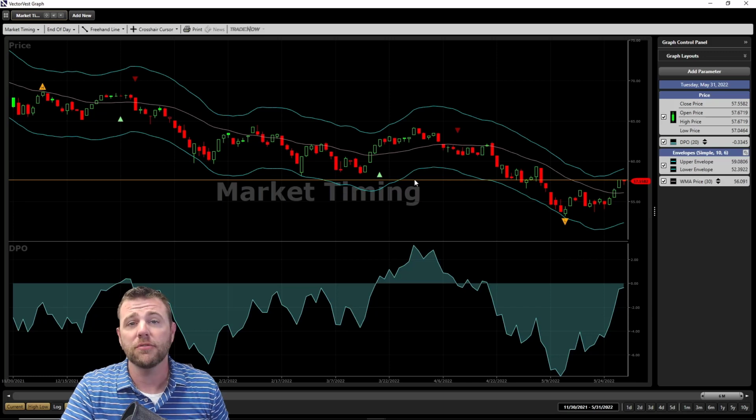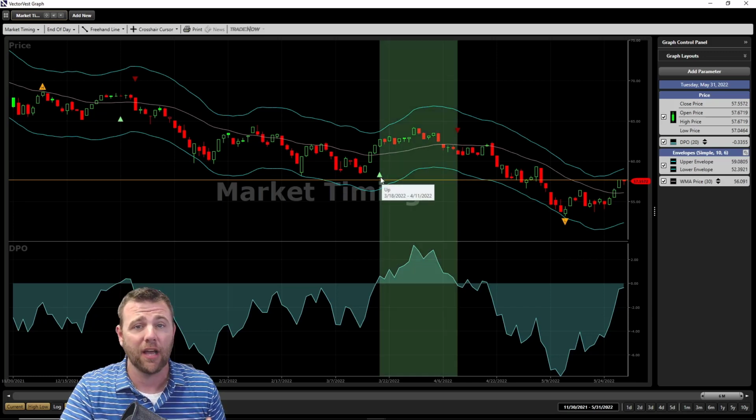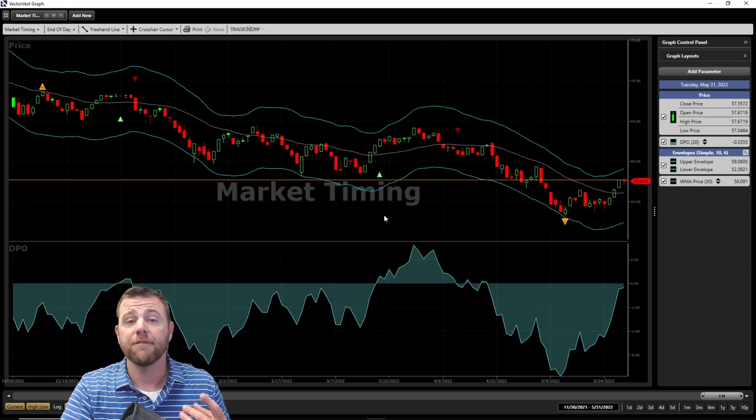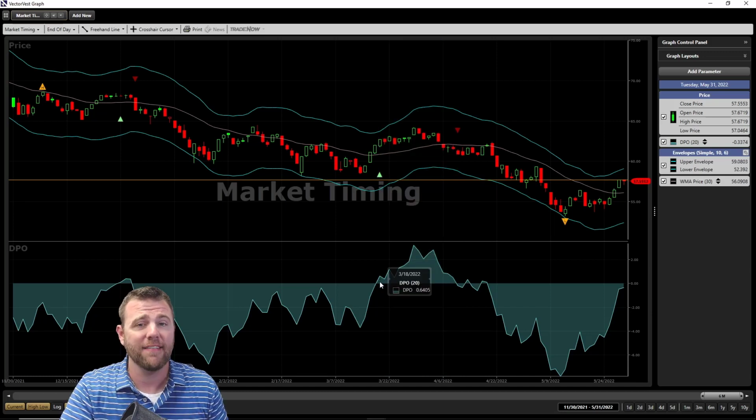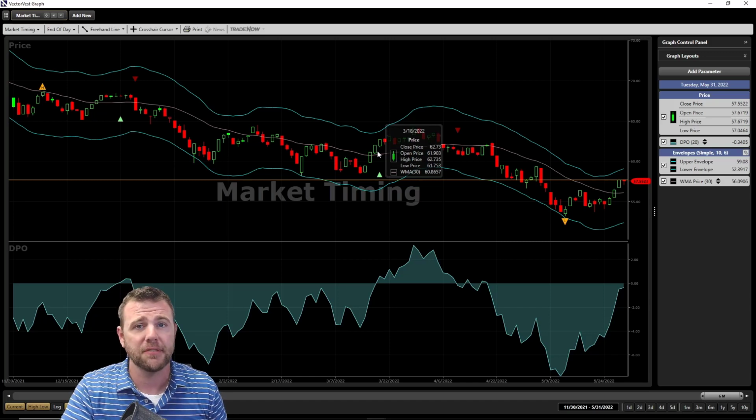Now, how do we use the combination of these indicators to generate good buying and selling opportunities? Well, the first rule is that the DPO has to be in positive territory, or above that level of 0, for the up signal. The second rule to get that official up signal is that the price has to be closing above that 30-day weighted moving average. As long as those two conditions are met, that generates the up signal for us. And just the inverse for the downside.